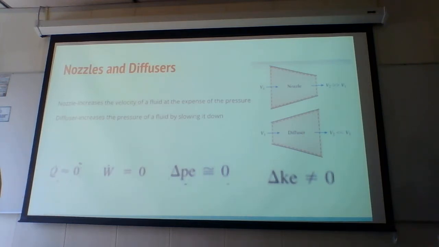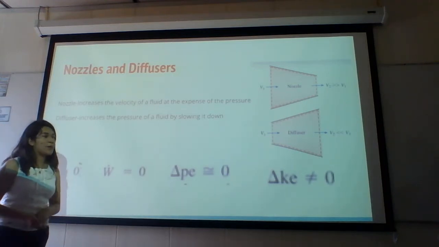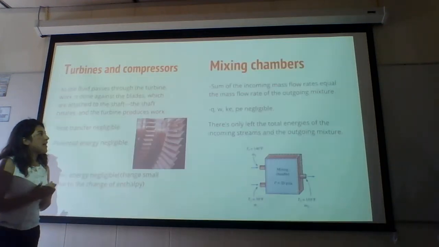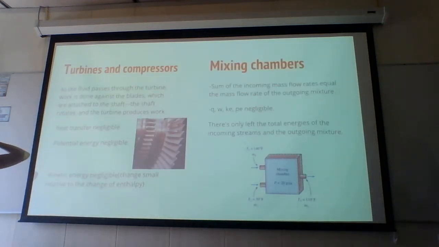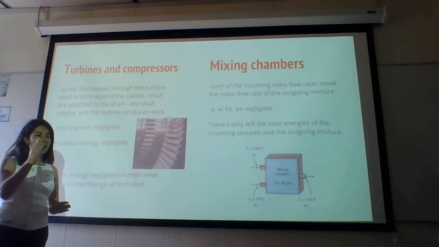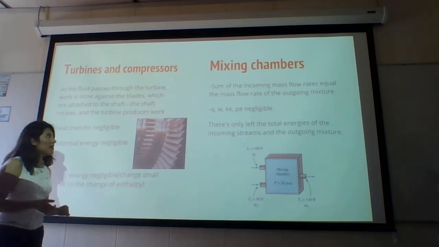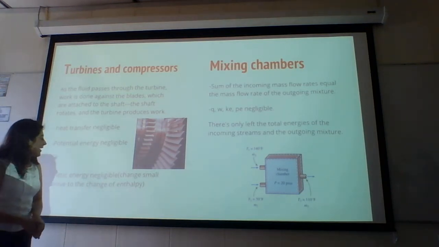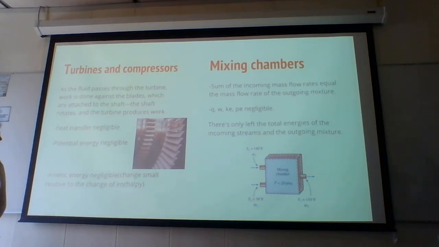And in these types of systems, we're saying that the heat, the work, and the potential energy equal zero. So we're going to only focus on the kinetic energy. And there are some other systems like the turbines and compressors. In these types of systems, a fluid passes through the blades. So the blades are going to move and they produce work. And we're going to say that heat transfer and potential energy are negligible, and kinetic energy as well.